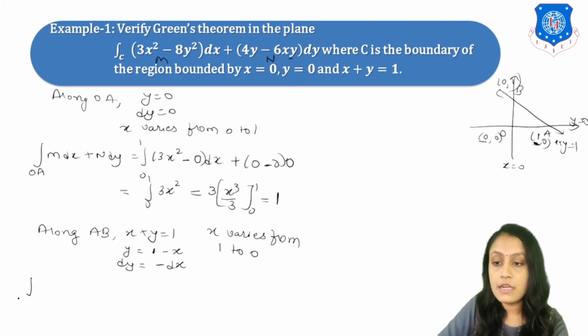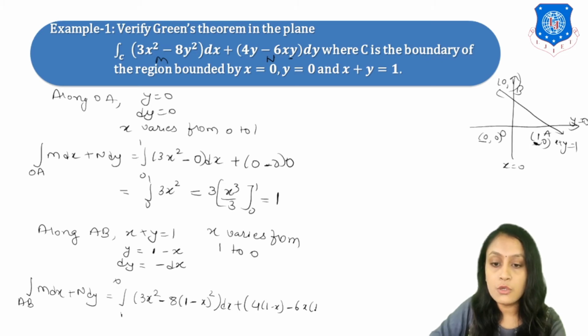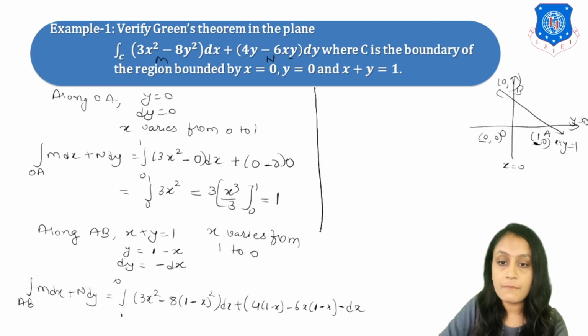So this integration over AB of m dx plus n dy will give you the integration from 1 to 0, right? Now 3x square as it is, minus 8 into y square. In place of y we will write (1 minus x) whole square, dx, plus now 4 into (1 minus x) minus 6x into (1 minus x). In place of dy we have to write minus dx. Now let's simplify this.